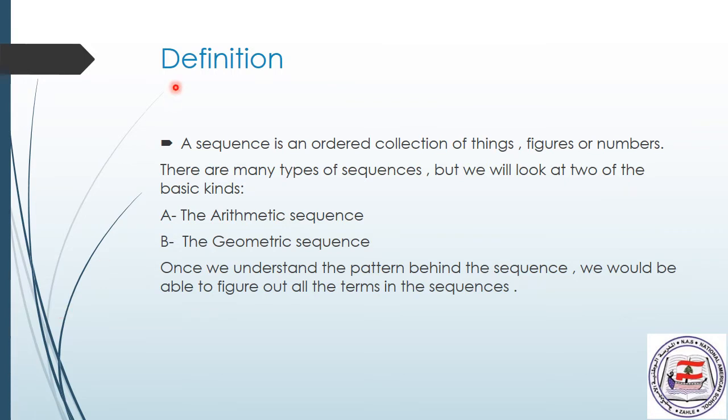A definition: what is a sequence in mathematics? A sequence is an ordered collection of things, figures, or numbers related by a definite pattern or definite relation. There are many types of sequences in figures and numbers, but we will look at two of the basic mathematics kinds, the arithmetic sequence and the geometric sequence. Once we understand the pattern behind any sequence, we would be able to figure out all the terms in the sequence.